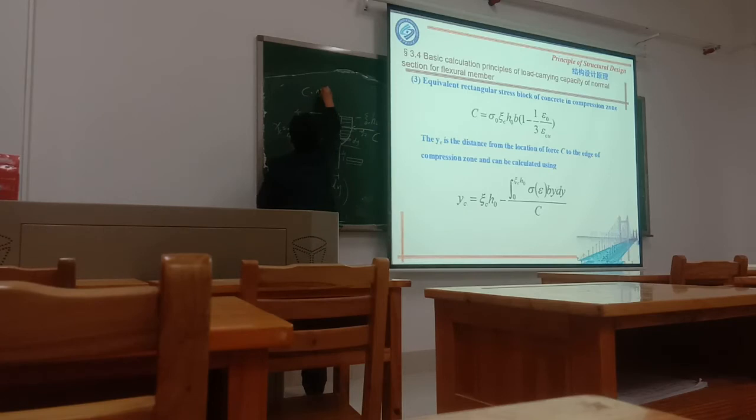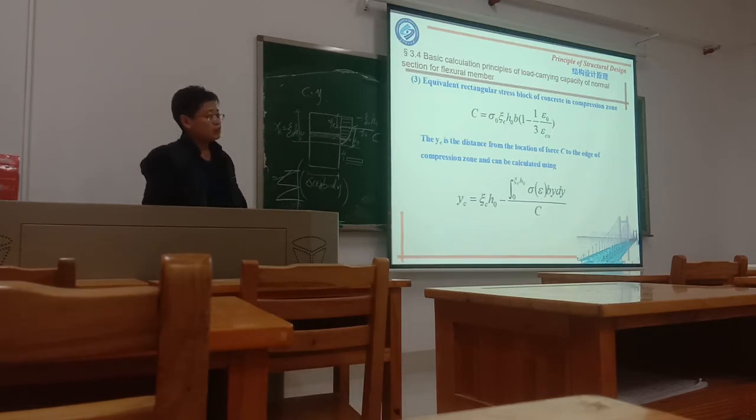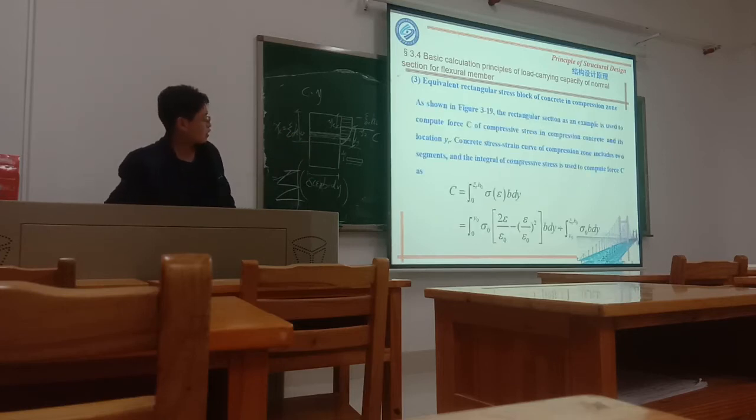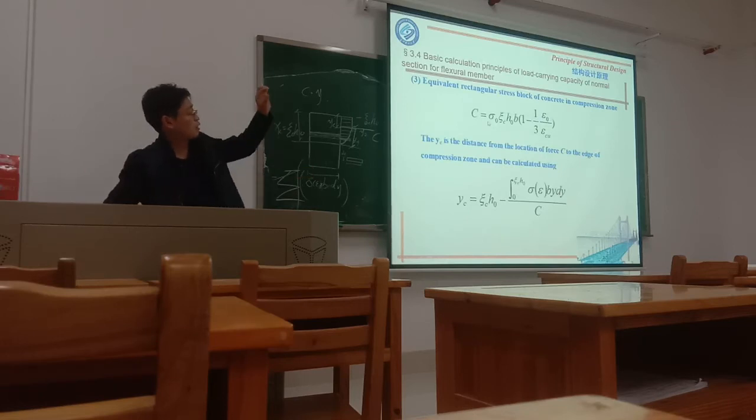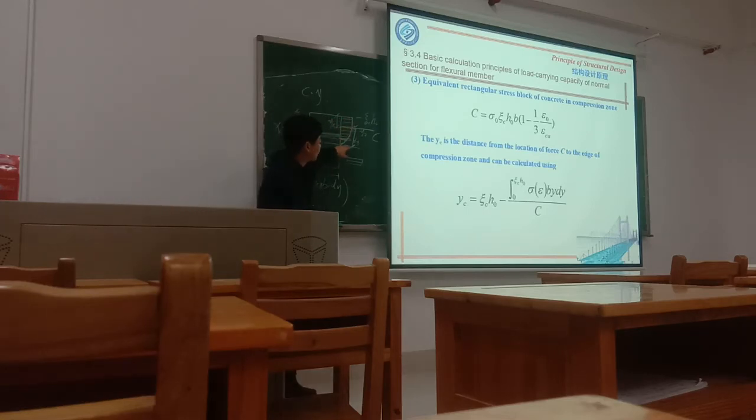It's C plus this distance. It's actually like a moment, because it goes another way. The result is a force multiplied by the arm, so the result is the moment. The top part of this is the moment of this real distribution force to the neutral axis, divided by the resultant force, and then we can get the action point of this force.